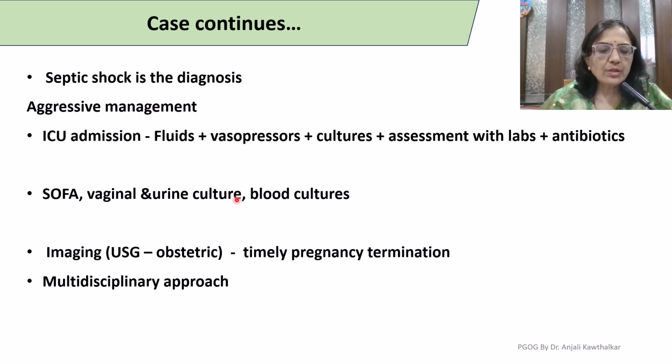SOFA, vaginal and urine culture, blood cultures are to be sent. Imaging is to be done, especially obstetric imaging for the condition of the baby, and timely pregnancy termination can save this woman. She also needs a multidisciplinary approach. So you can see how a disease goes from a stage of infection to sepsis and from sepsis to septic shock if the woman remains neglected in the precious initial 2 to 3 days of the sepsis.